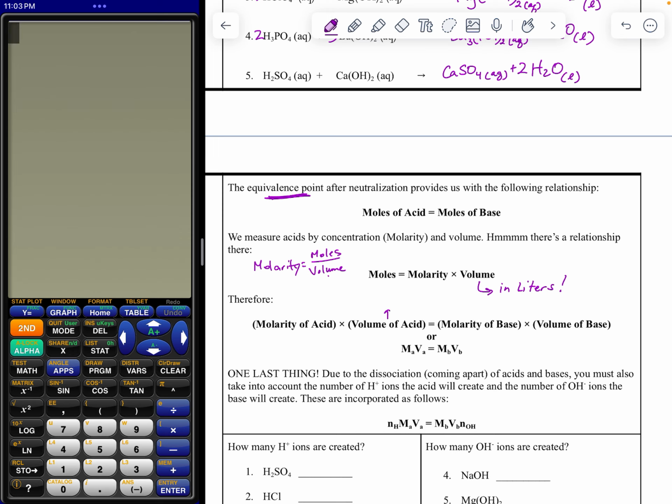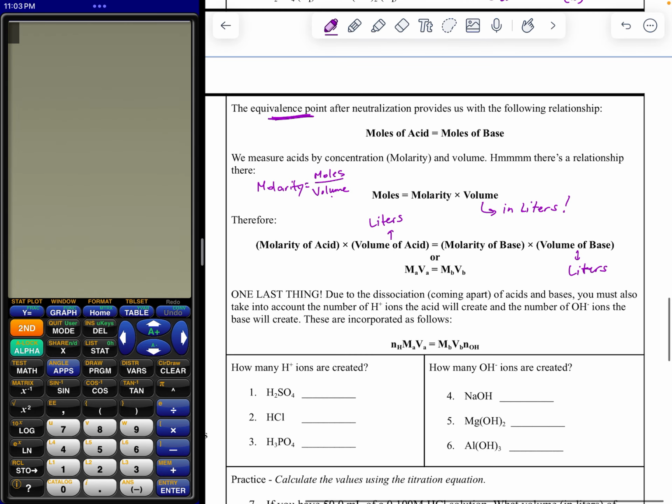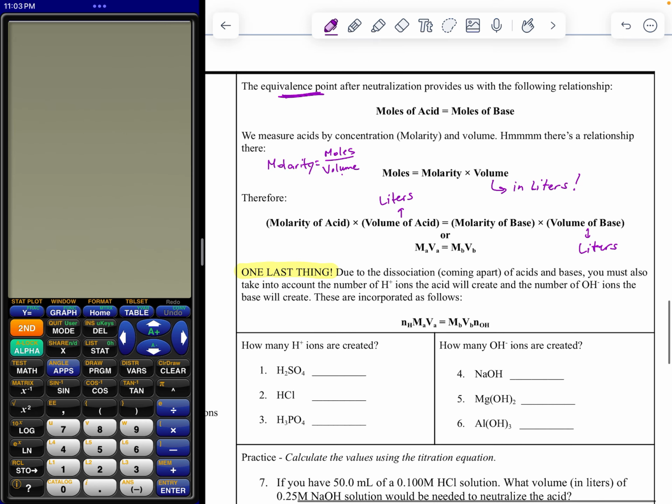Again, remember that volume should be in liters when we're talking about molarity. Volume should be in liters, right? So may have to do some conversions. And one last thing, because some of our acids are polyprotic, which means there's multiple ions or multiple hydrogen ions, kind of like you see right there in that first example problem down below.